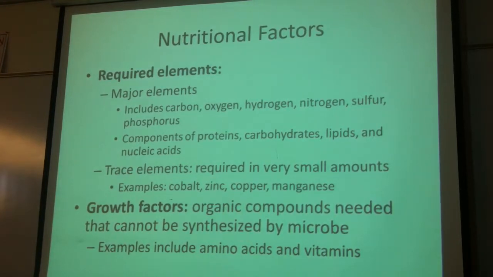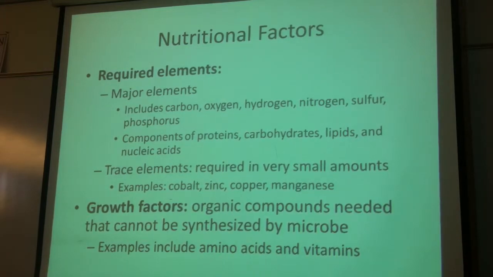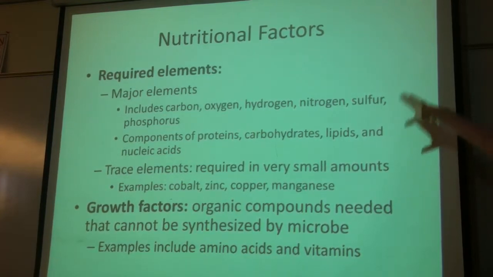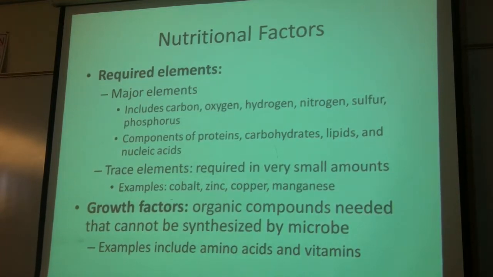Trace elements, so we need just a little tiny bit of these. And these are things like copper or cobalt or zinc or magnesium. So these are things that the cells need to grow, but you don't need them in nearly the quantities you need to have carbon. Carbon's kind of essential.